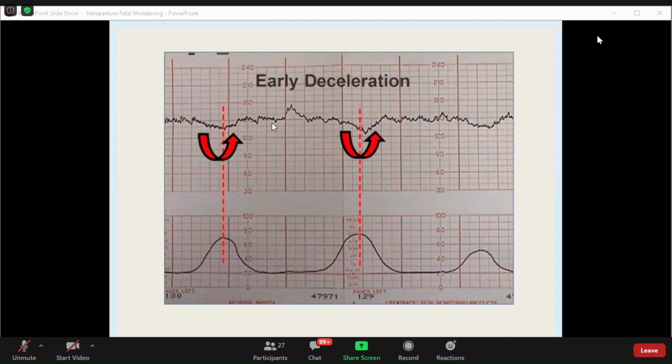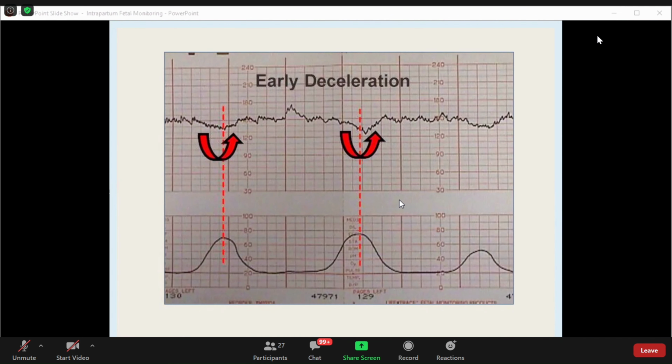Professor, but the nadir is in general, right? For all decelerations, not just for the early ones. Right, it's the lowest point. Remember what I said, it's the lowest point when the fetal heart rate drops. Right, I understand, but I'm just saying that's consistent for all types of deceleration. Yes, thank you.